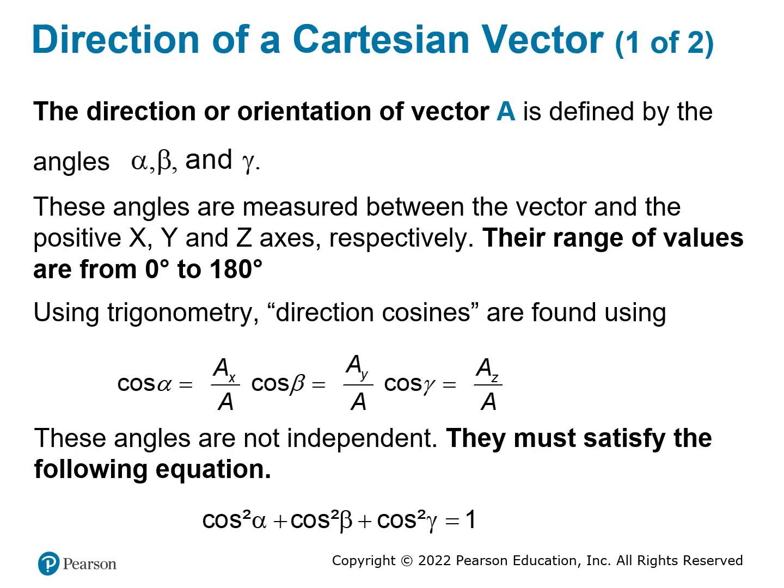Now what about direction? How do we find the direction of the Cartesian vector if we know the components? For the direction of the 3D vector, you have 3 angles, alpha, beta, and gamma. Alpha is the angle of the vector with the x-axis, beta is the angle of the vector with respect to the y-axis, and gamma is with respect to the z-axis. To do the calculation, you can use trigonometry, and these are the equations that you can use.